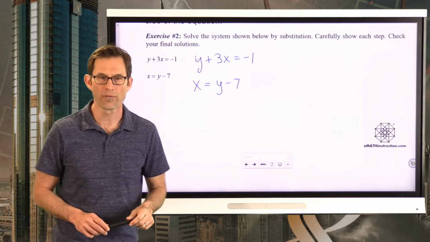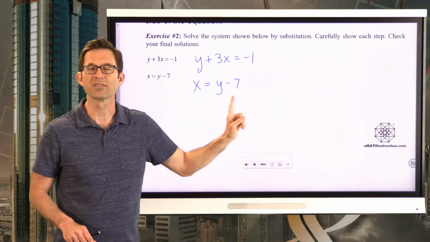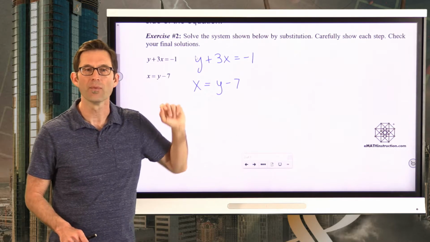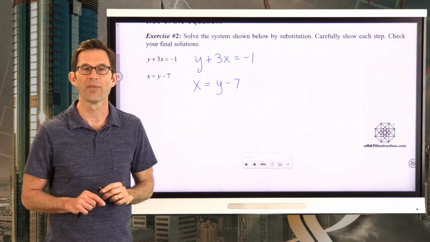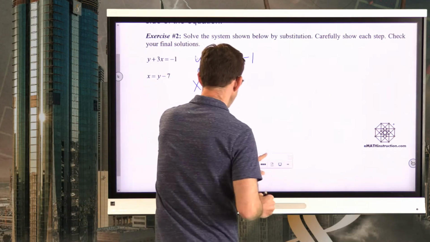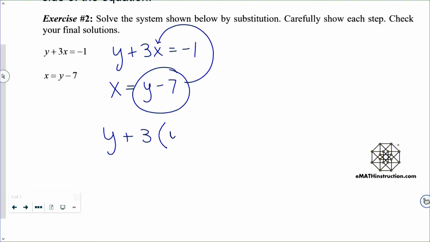Now I have to be a little careful though. This x is being multiplied by 3. So that means this entire y minus 7 has to get multiplied by that 3. So let's do the substitution together on this and then see if you can finish off the problem. I'm going to take my y minus 7, which is what x is equal to, and substitute it into that equation. What that's going to leave me with is y plus 3, and get these parentheses in there, 3 times y minus 7.